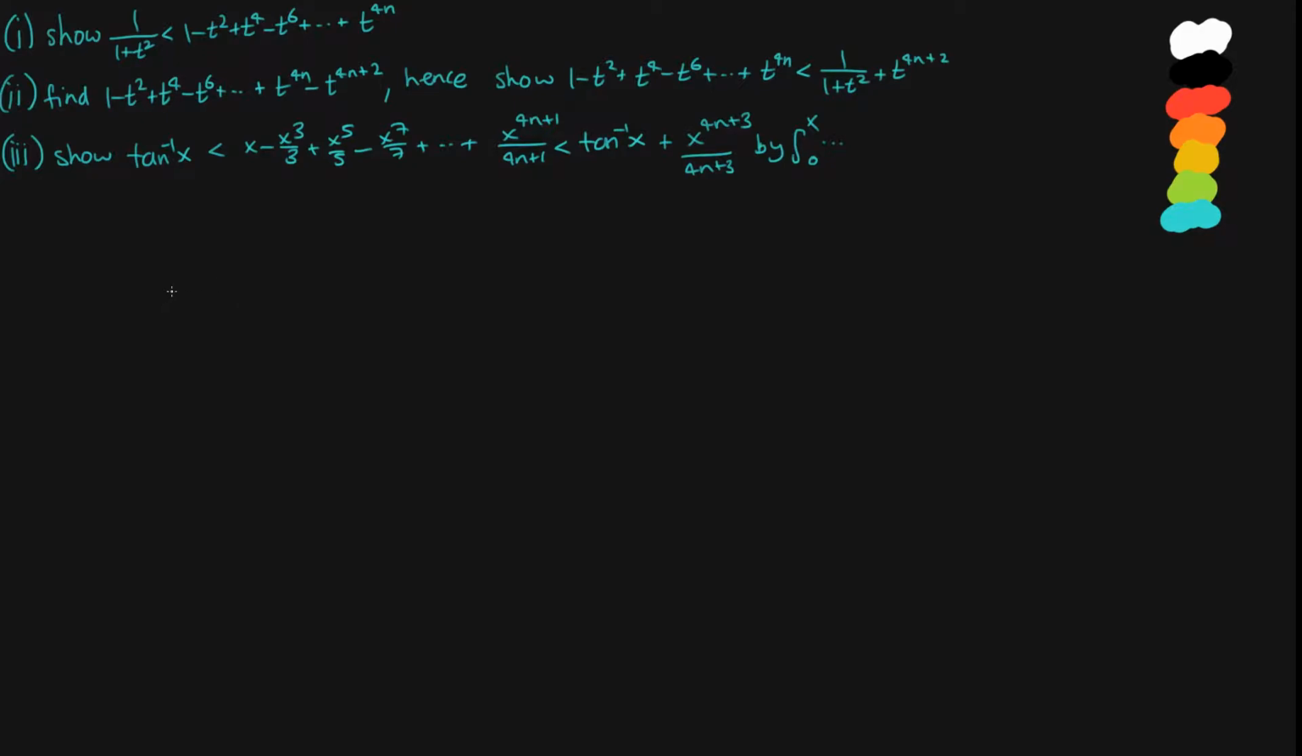Okay, so part 3. To start this question, I'll start by writing out the inequalities we had shown from the first two parts. And the question actually told us what to do here by integrating from x to 0. So we can just do that after a new line.